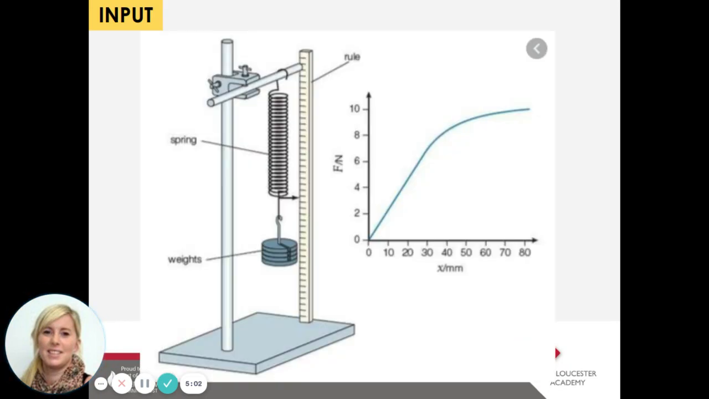So here is a practical, and this is what we would be doing in the lab. So you have a stand, sometimes called a retort stand, and you can see then that a spring is hung onto the clamp, and then there's a ruler next to the equipment, and then the weights are being added, and you would add them one at a time to slowly increase the force being applied to the spring. The ruler there is there to measure the extension in the spring.